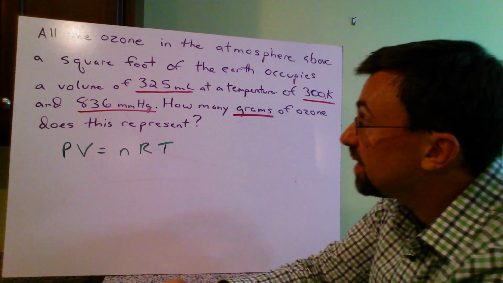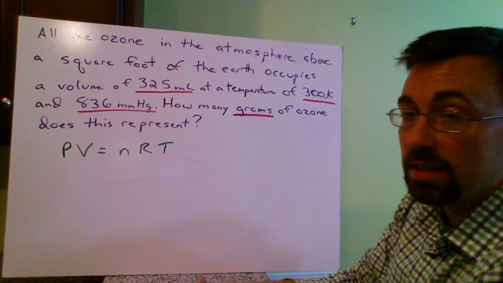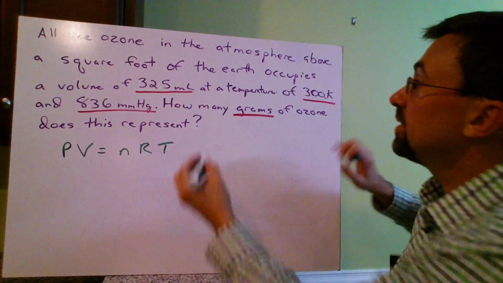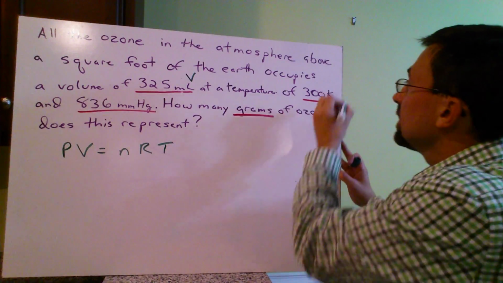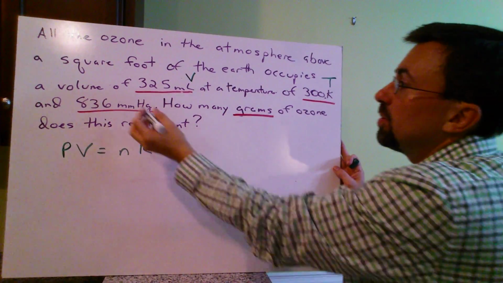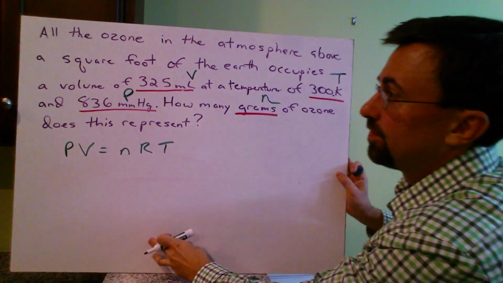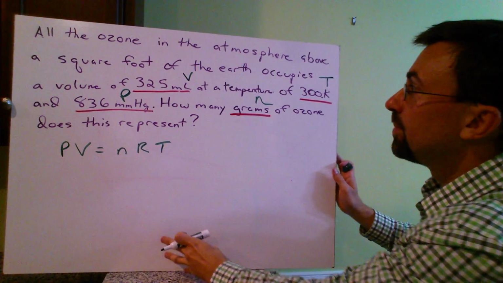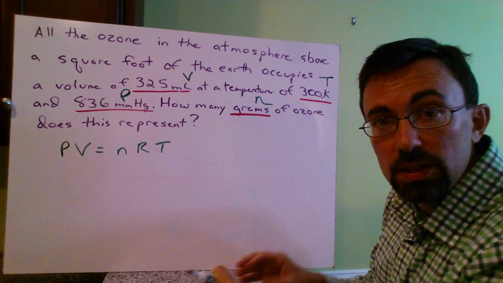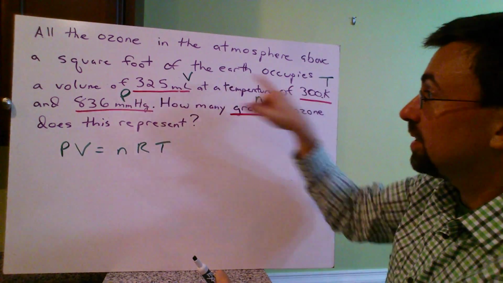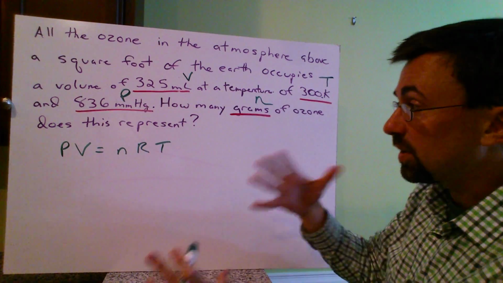So again, I want you to do the same thing. Find all the numbers, underline them, and then what are my units? So milliliters is volume, Kelvin is temperature, millimeters of mercury is pressure, and grams relates to amount. Not directly, but indirectly. As far as this chapter goes, that would be amount. So we can see we have a simple PV equals nRT. There's no 1s, there's no 2s, it's one condition set.